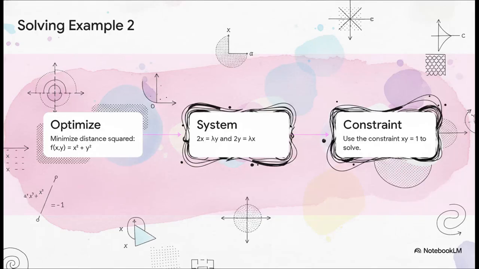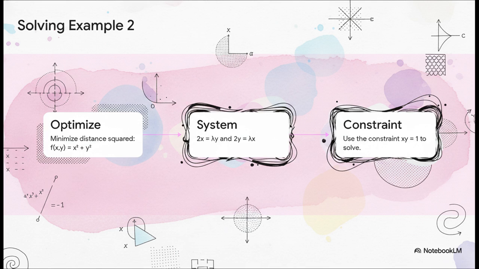So here's a little pro tip for any calculus student. Minimizing distance is exactly the same as minimizing the square of the distance. So we're going to optimize the function f(x, y) equals x squared plus y squared. Trust me, this trick lets you avoid a ton of messy square roots.